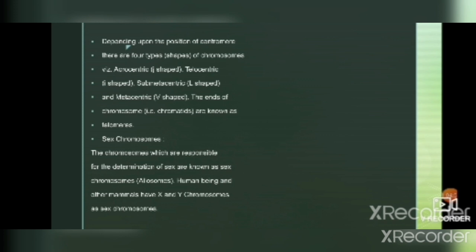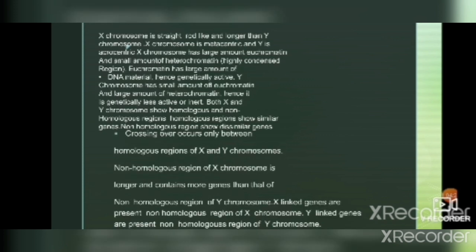Sex chromosome. The chromosomes which are responsible for the determination of sex are known as sex chromosomes, or allosomes. Human beings and other mammals have X and Y chromosomes as sex chromosomes. The X chromosome is straight, rod-like and longer than the Y chromosome. X chromosome is metacentric and Y is acrocentric.